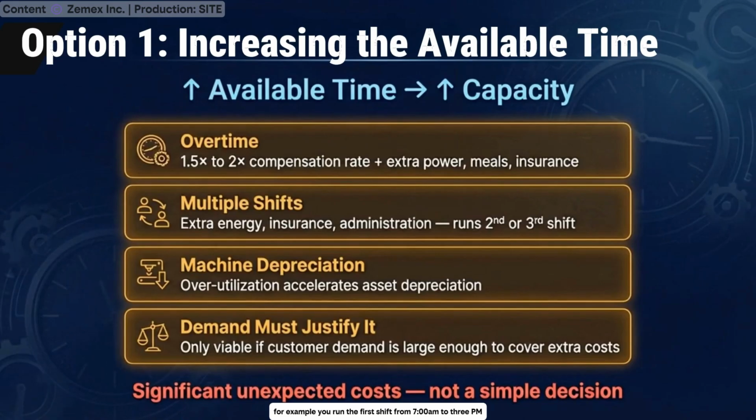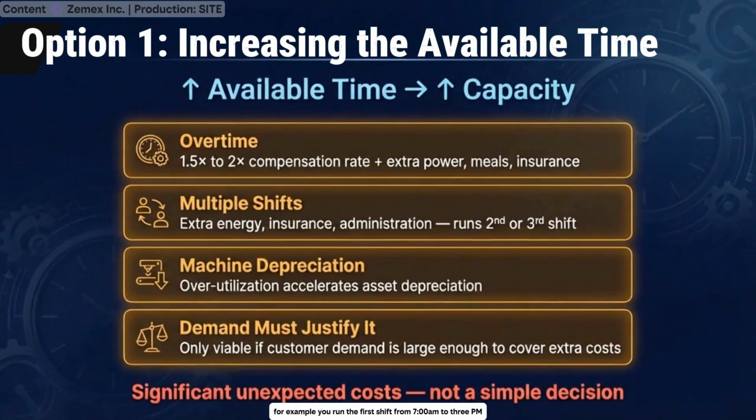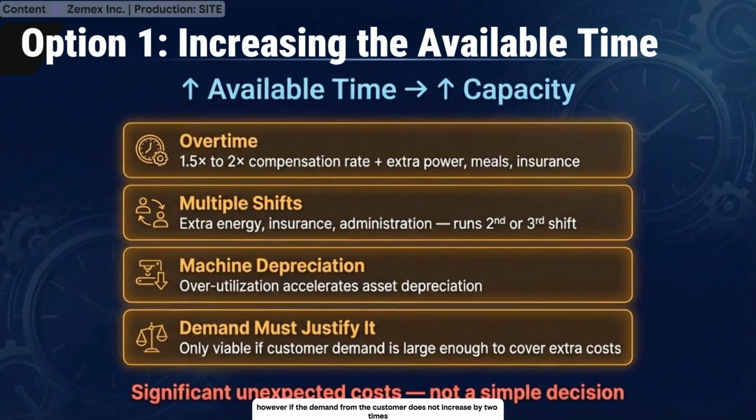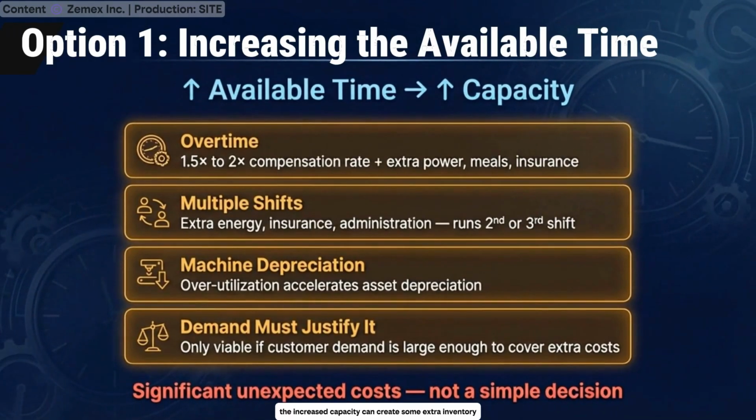For example, you run the first shift from 7 a.m. to 3 p.m. and the second shift starts from 3 p.m. to 11 p.m. so that you can produce double the amount of output. However, if the demand from the customer does not increase by 2 times, the increased capacity can create some extra inventory or less than 100% capacity utilization.